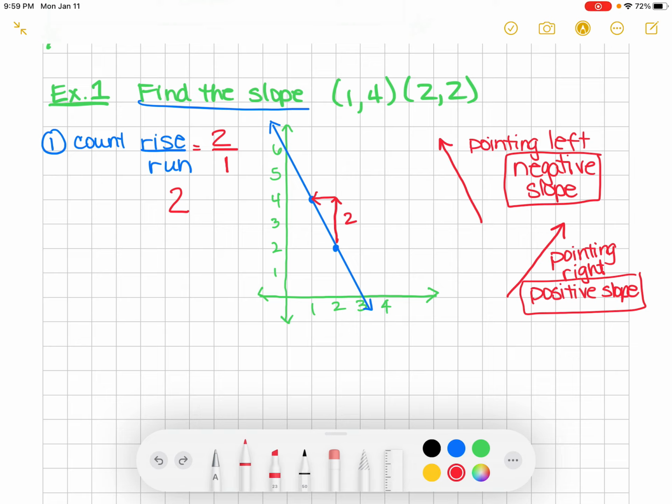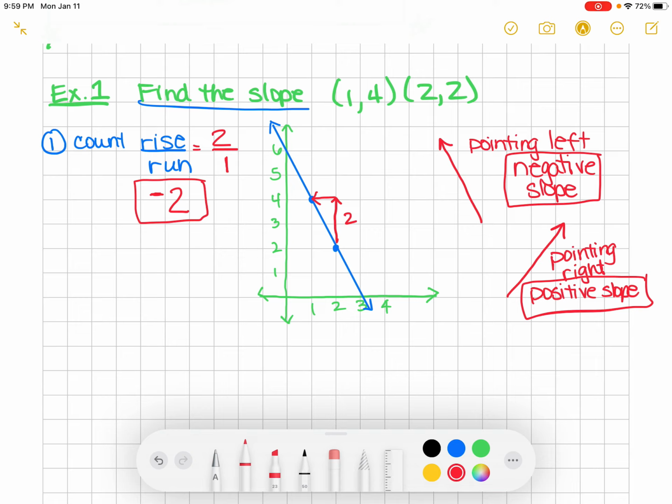Okay, so this one, because this line is pointing to the left, it is going to be negative. So my answer is -2. So my slope for this line is -2.